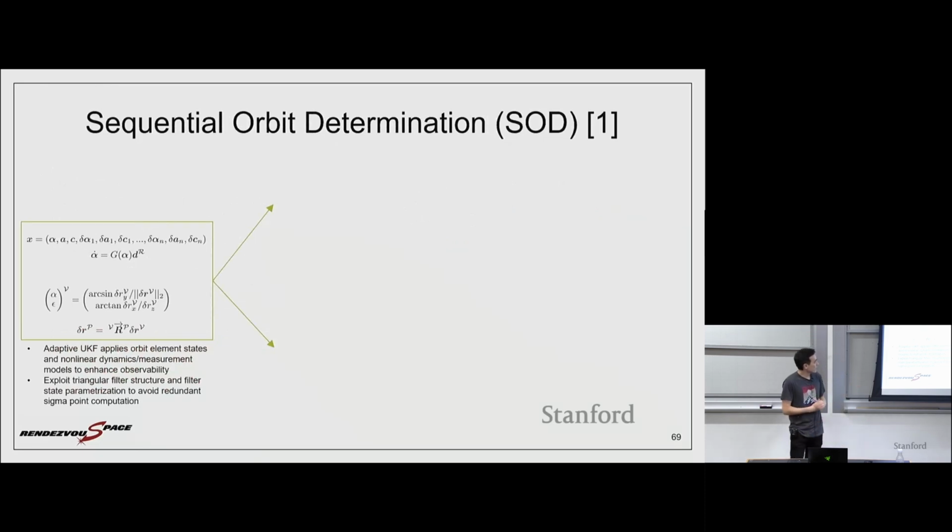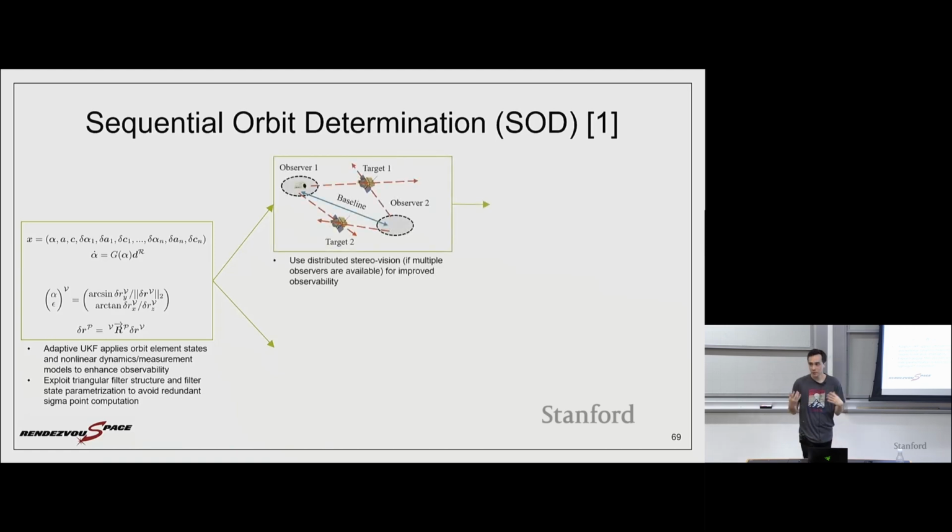So broadly, the UKF here applies the orbit element states we talked about, and applies the nonlinear dynamics and measurement models. We can also do some neat stuff with how we organize the state representation to reduce the number of calls to, say, an orbit propagator when actually running the filter. And again, we make choices where we leverage the relative orbit elements in some way to improve our efficiency.